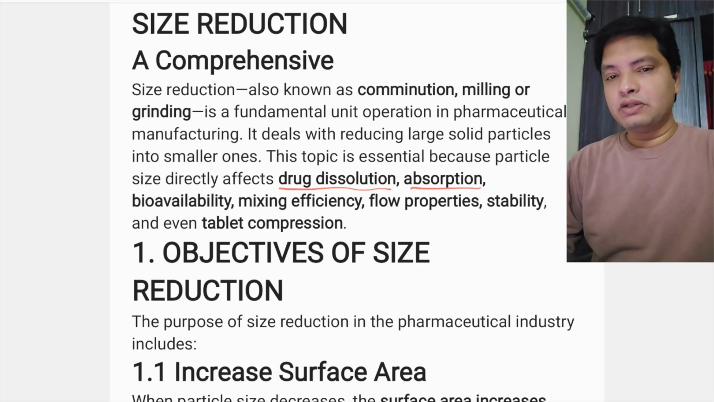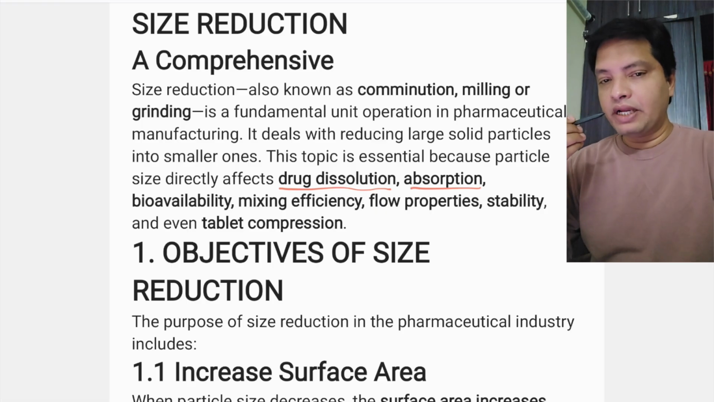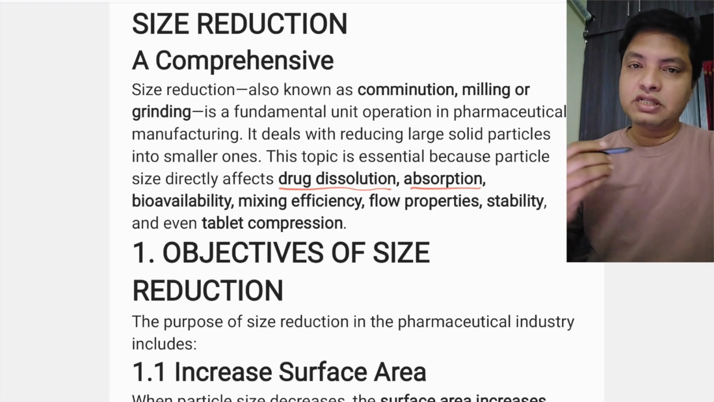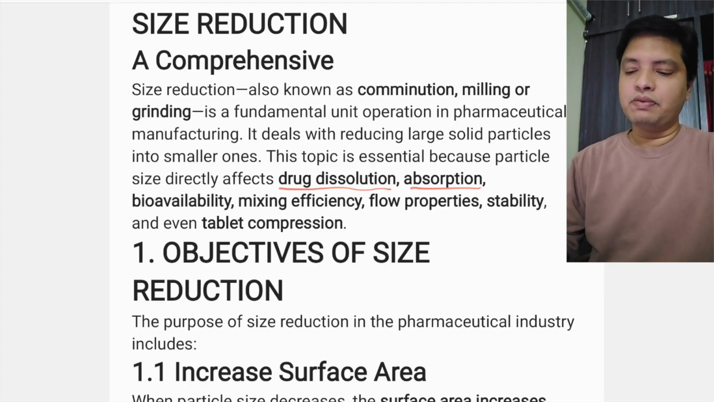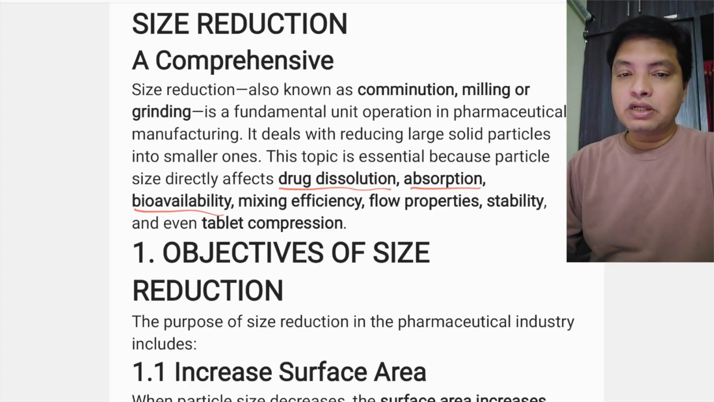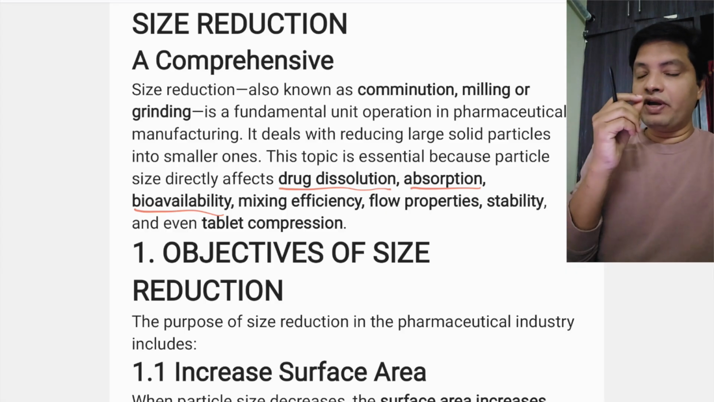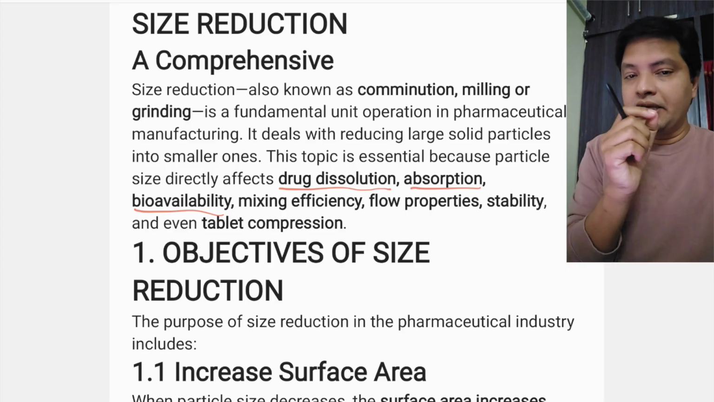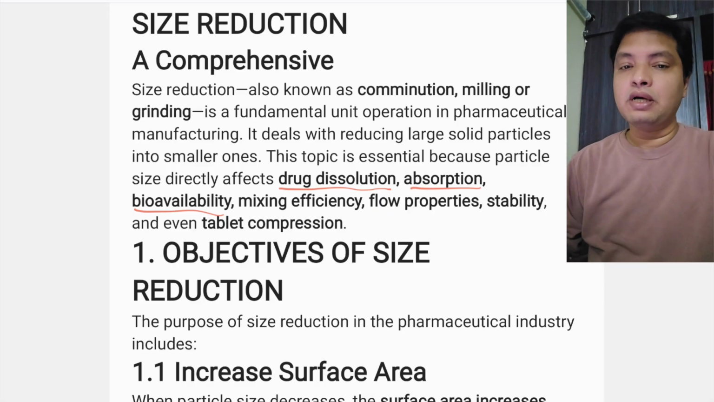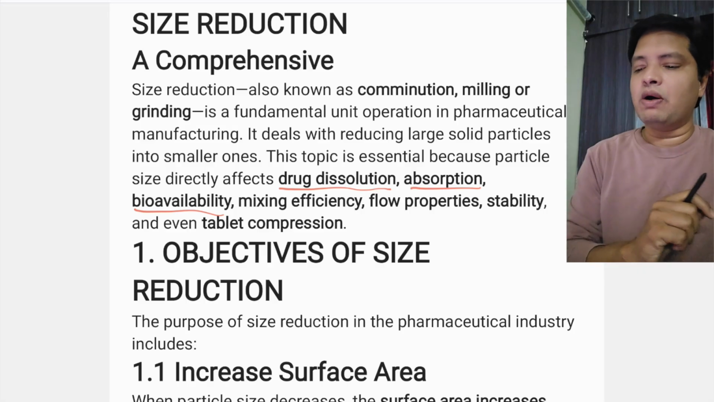Drug absorption: when you take the drug into the stomach, from the stomach it has to be absorbed into the systemic circulation, that is called drug absorption. Bioavailability is how much fraction of the drug is absorbed into the systemic circulation. So if I give 100% of the drug, and only 80% or 90% is absorbed into the systemic circulation, that we call bioavailability, the fraction of drug absorbed.